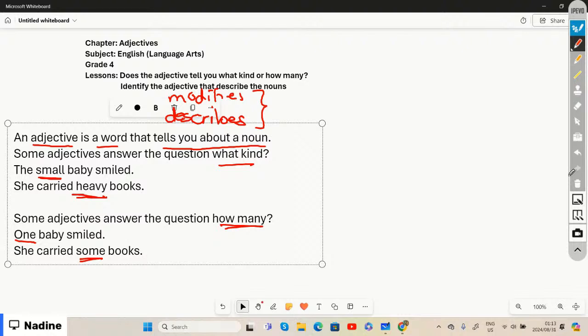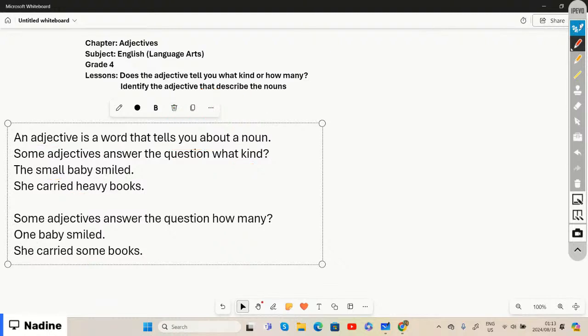All right, and then we said some of our adjectives answer the question, how many? One baby. We can say several. We can say 1,000. We can say two. As long as you're saying how many. Even if you were to say several, then it means that it's to do with how many. It doesn't have to necessarily be a number that you give.